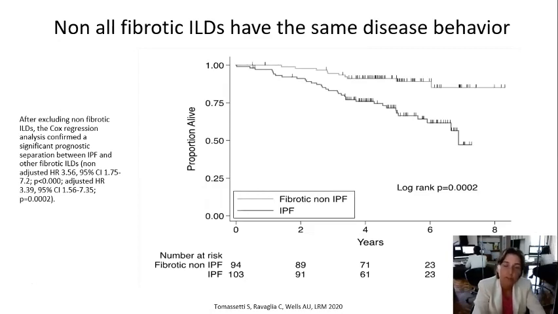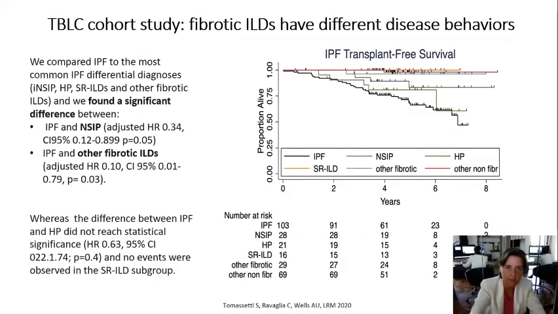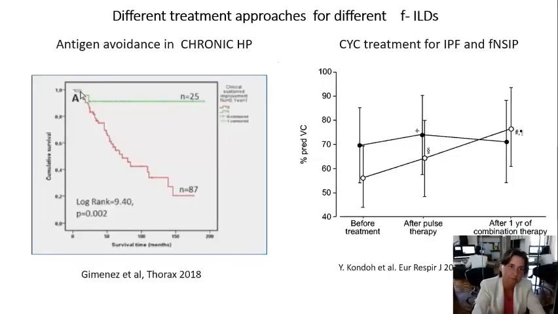This graph shows you that even among the subgroup of fibrotic ILDs, IPF still has a prognosis significantly worse compared to the other fibrotic ILDs, and you can see that, for example, fibrotic smoking-related ILDs or even NSIP have a prognosis that is significantly better compared to IPF, and this is a recent cohort of IPF patients that were all treated with antifibrotics.